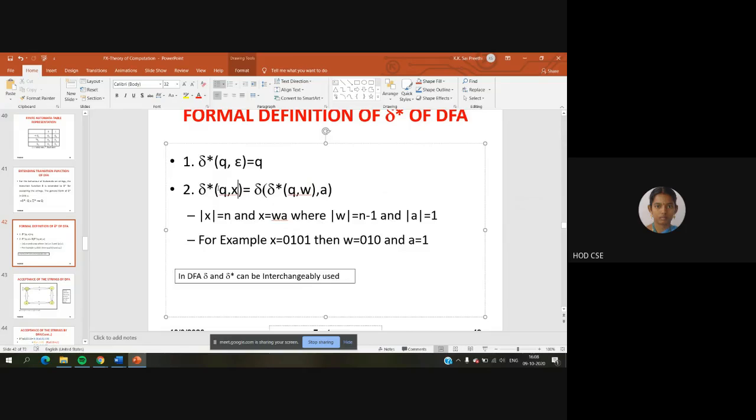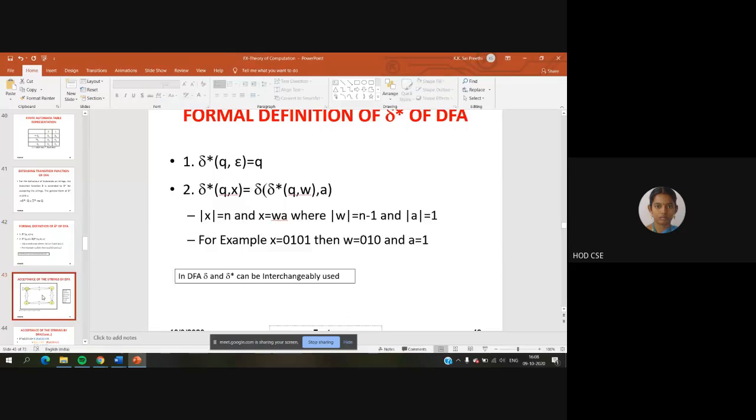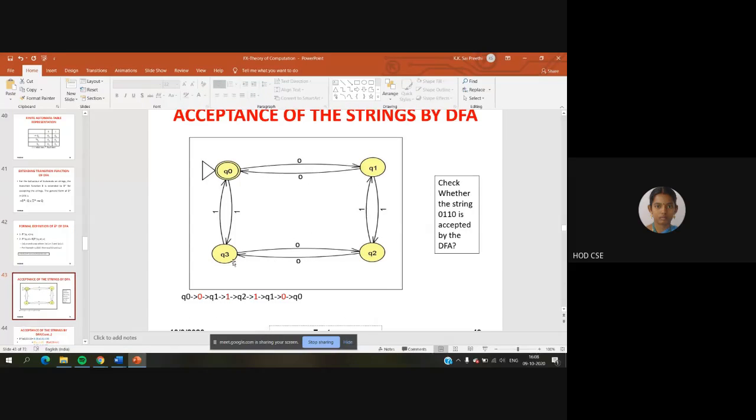Then delta star of q comma xa is expanded as delta of delta star of q comma x, comma a. That is, in order to recognize a length n string, the string is split into two substrings, of length n minus 1 and 1. Every time it reads one symbol, likewise it goes until it reads the n-symbol string. By reading one symbol at a time, it reads the whole string. That is the meaning of the second one. It can move step by step. You understand that?